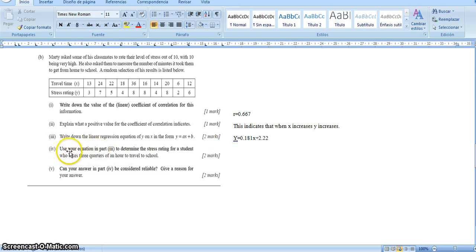Now in part 4, it says use your equation in part 3 to determine the stress rating for a student who takes three quarters of an hour to travel to school. Three quarters of an hour would be 45 minutes, and we look for the y of that. We can do it by substituting 45 for x in the equation for the regression line. So the stress rating y would be equal to 0.181 times 45 plus 2.22. So we do it in the calculator.